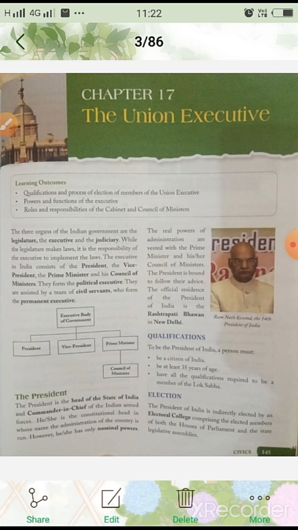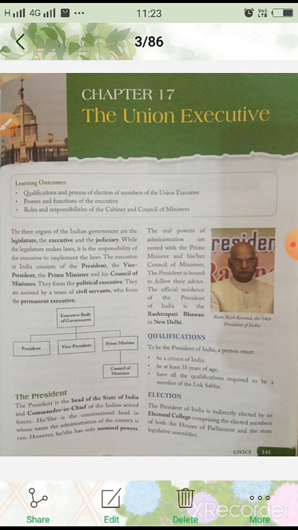Okay, so we had also learned what is the work of the legislature. Legislature formulates the law. Formulates means makes the law. Okay, so it is the responsibility of the executive to implement the law, that whichever law is made by the legislature, the same laws are implemented by the executive.